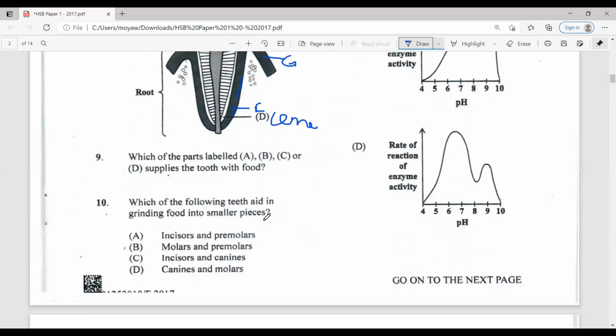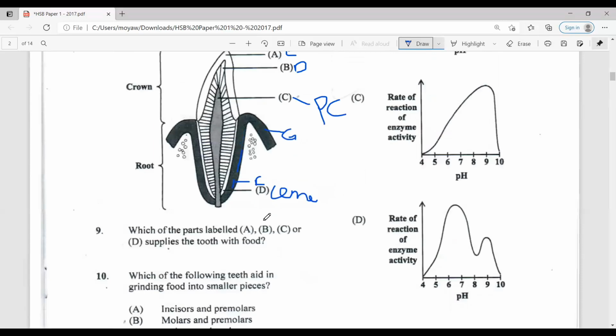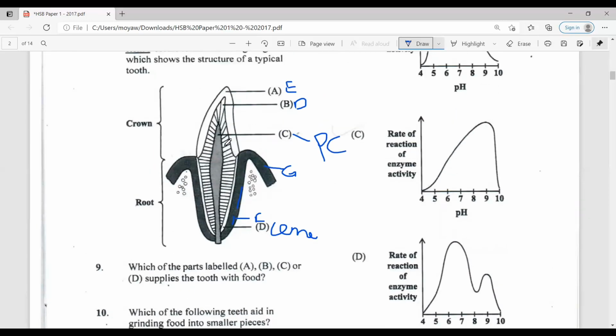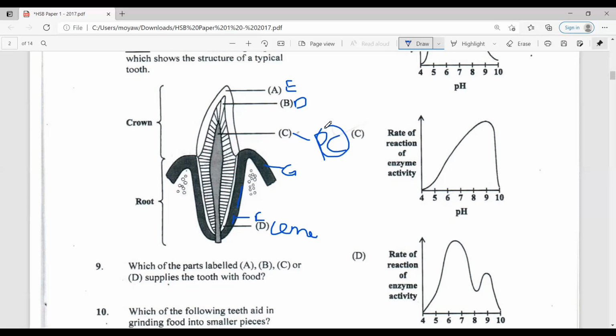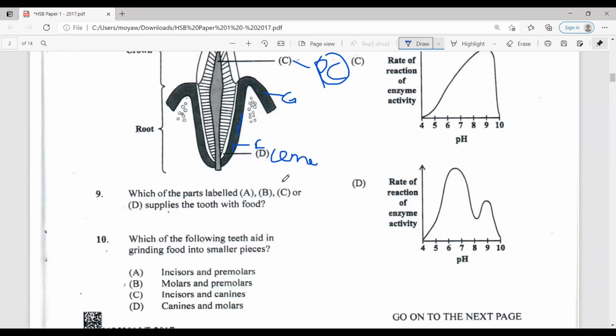So now the question 9. Which of the parts labeled A, B, or C supplies the tooth with food? So if it's talking about supply the tooth with food, we have to talk about the part that has the nerves, or rather the blood vessels. So the part that has the blood vessels is this, the PC, the pulp cavity. So the answer for that one is C.